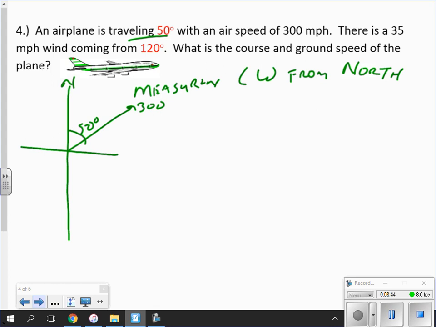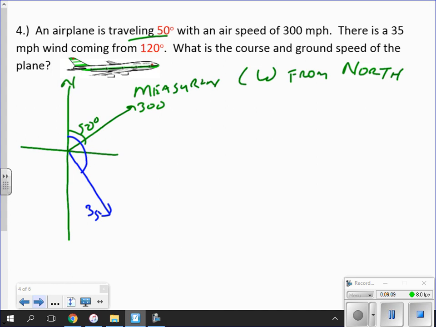Okay, it's 300 miles an hour at 50 degrees. The wind is at 120 degrees, so the wind's 120 degrees is over here somewhere, blowing out this way at 35 miles per hour. We want to know the resulting vector of the two of them. Obviously, these are not to scale, if that's 300 and this is 35. I really don't care. What we need to do is convert them from magnitude and direction into something else.